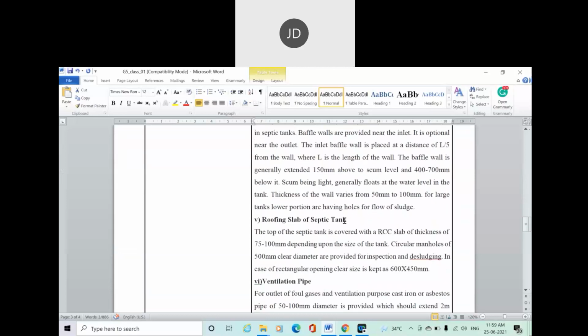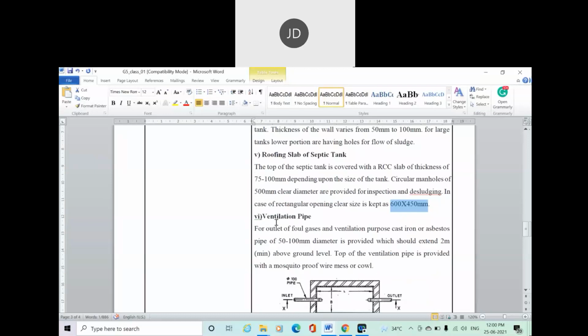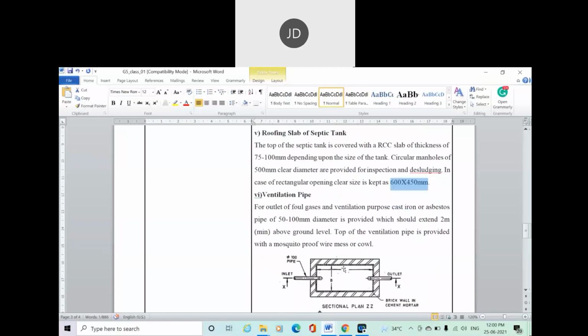A roof slab also has to be provided. It should be a closed container, basically. The roof slab of the septic tank should be in the range of 75 to 100 millimeter. You can provide a circular manhole or a rectangular manhole. If you are providing a circular manhole, it should be around 500 millimeter diameter, and if you are going for a rectangular manhole, you have to adopt 600 by 450 millimeter size. Finally, we install a vent pipe with the septic tank to expel out the foul gases that may generate within the septic tank.